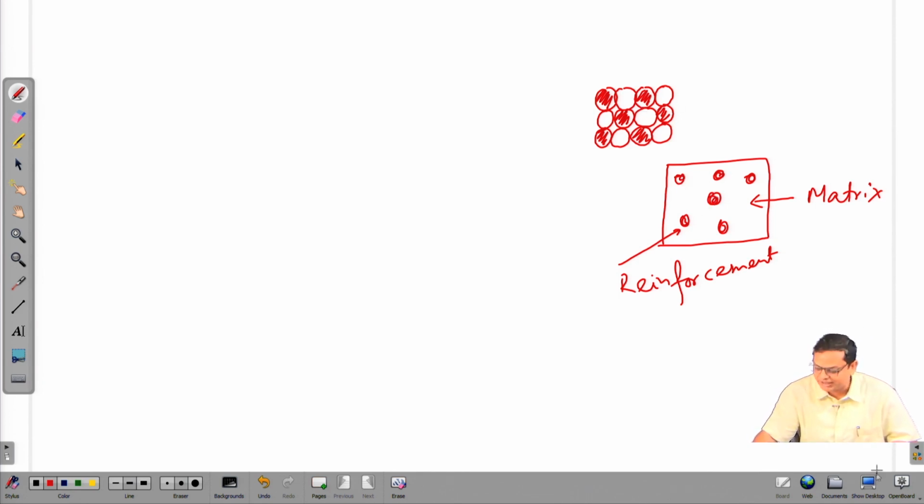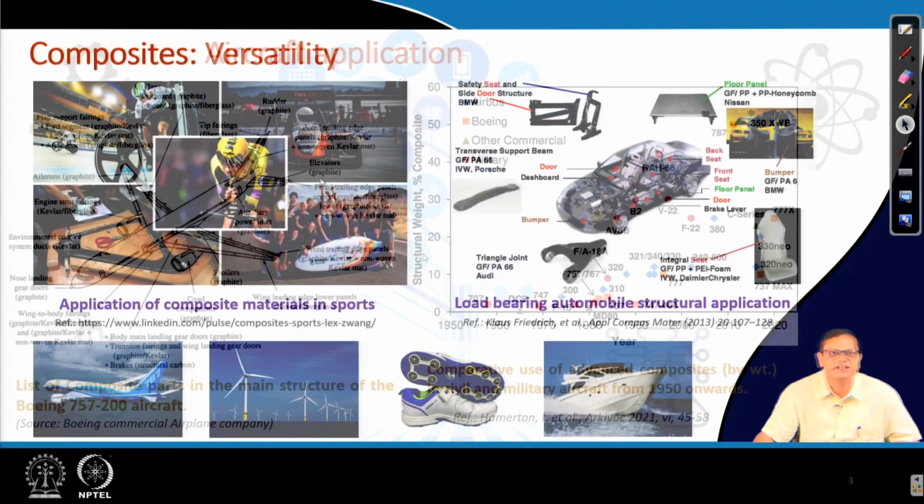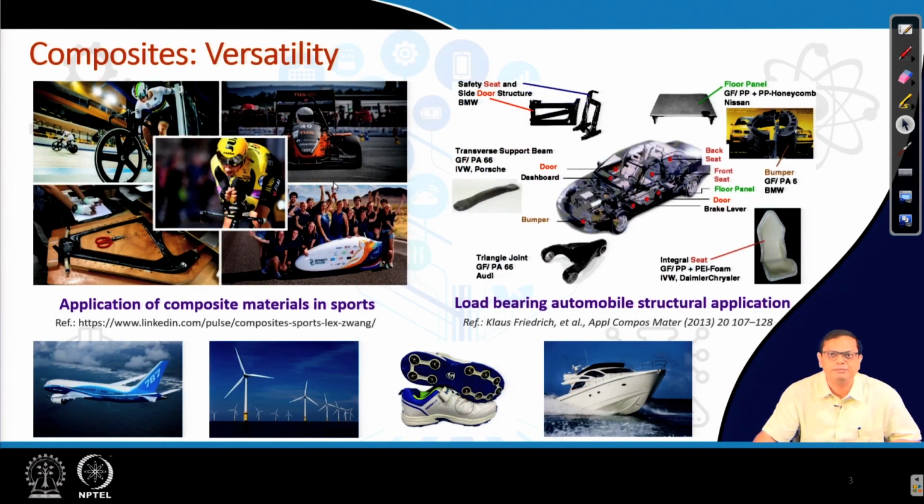Now, I will come back later and give more details on the basics of composite materials, but for the time being let us look into the application of composite materials. You can see in this slide there are multiple applications of composite materials, starting from sporting industries to aerospace, automobile industries, power industries, and even different kinds of water vessels.